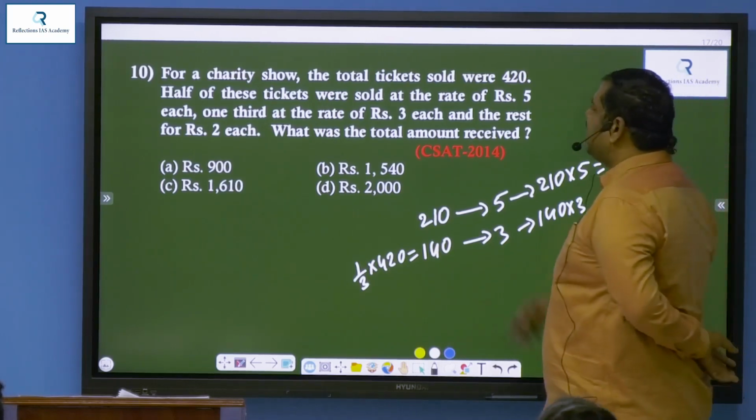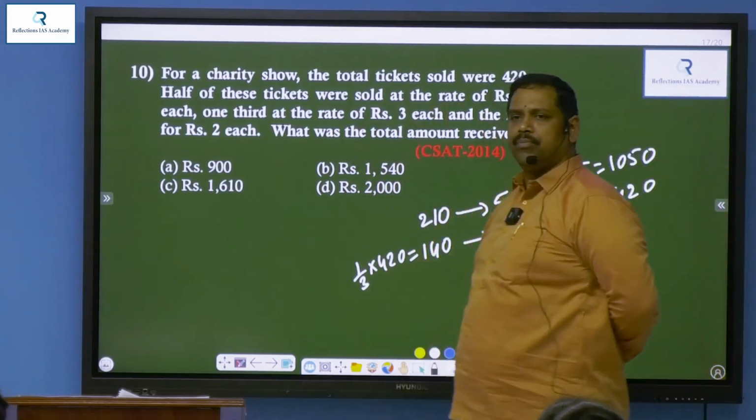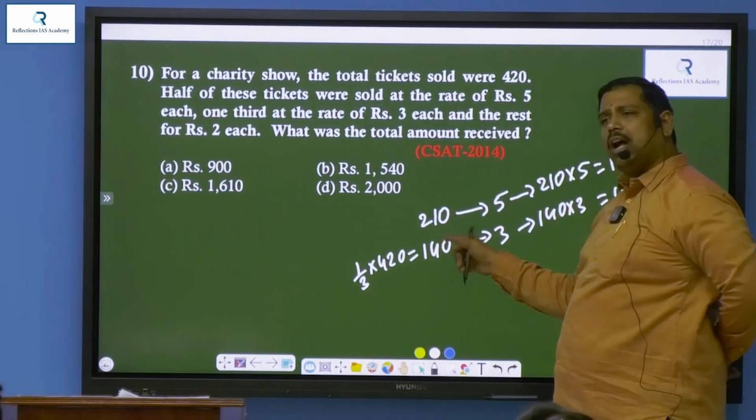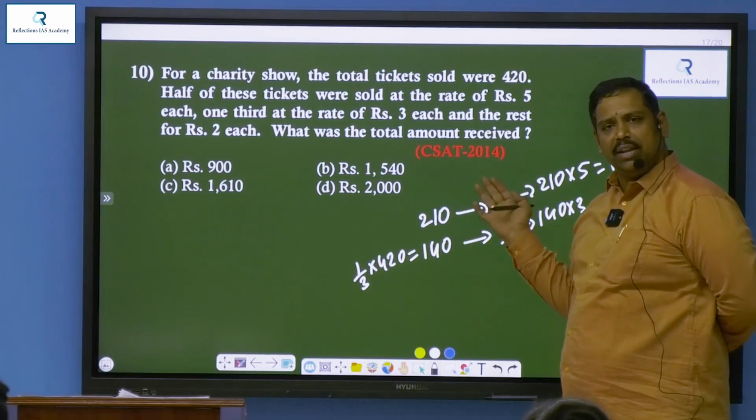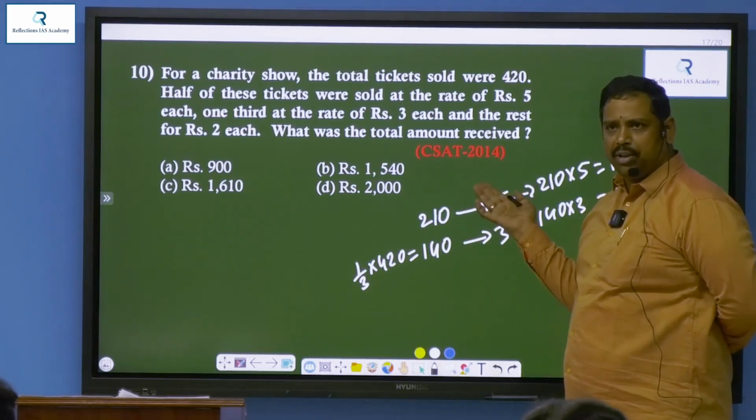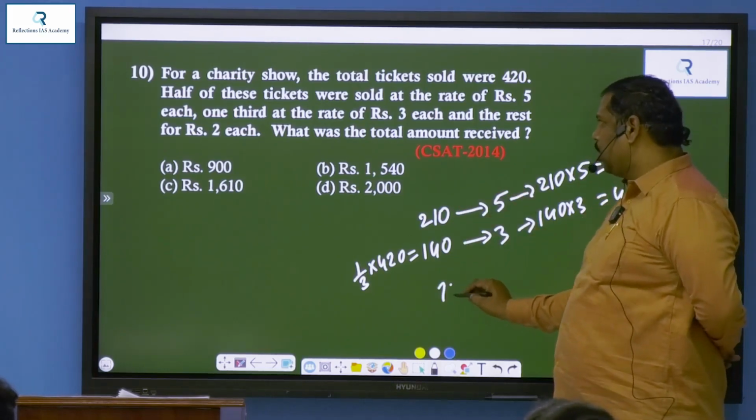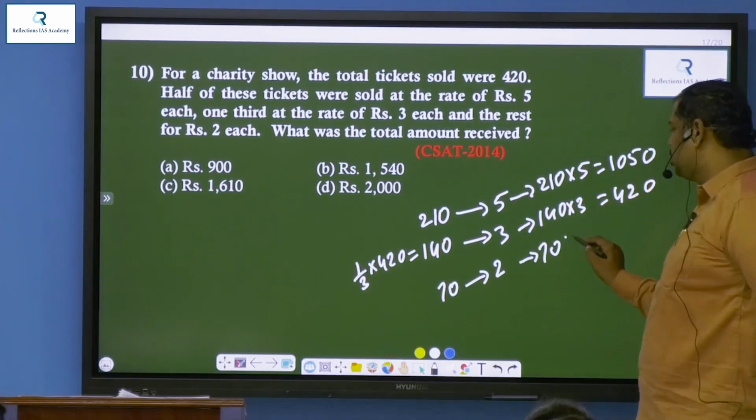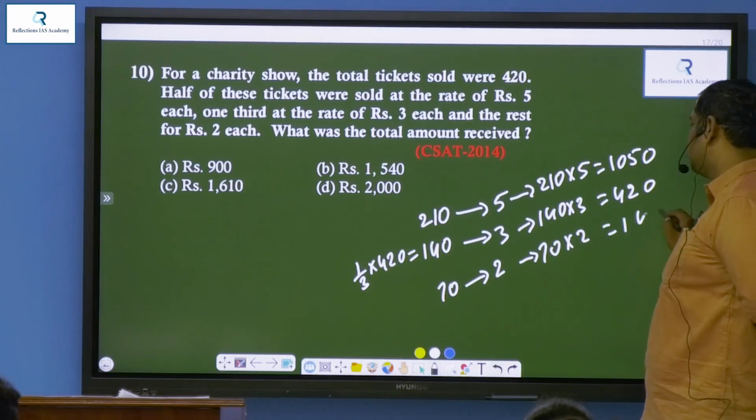Next one. And the rest for 2 rupees each. The rest means out of a total 420. 210 plus 140 is already 350. How many are remaining? 70. Each one sold at just 2 rupees. 70 into 2, how much is it? 140 rupees.